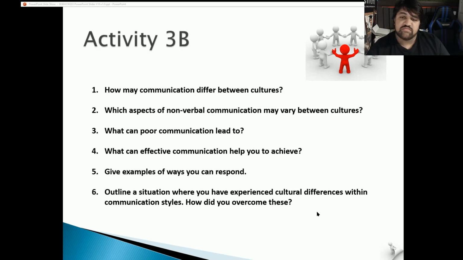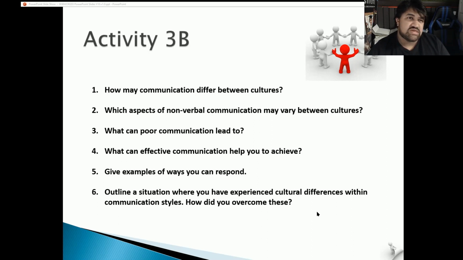What can effective communication help to achieve? So productivity, essentially. The more effective our communication is, the safer our workplace is, and the more productive our team can be. Give examples of ways you can respond.